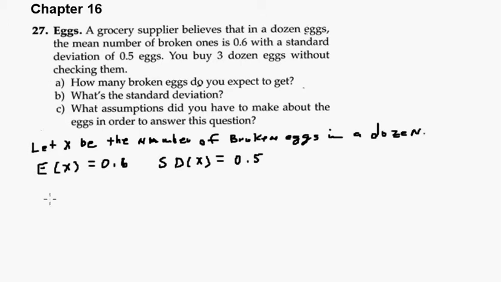Okay, so question A, how many broken eggs do you expect to get? I guess that's if you buy 3. So we want to know, and this is the tricky part, resist doing this, 3x. The textbook might actually do that, but I don't like it and I don't recommend it. What I would do is think about the event. So what's happening is you're buying 3 dozen eggs, and then you're buying 3 dozen eggs, and then you're buying 3 dozen eggs. So the event is actually happening 3 times.